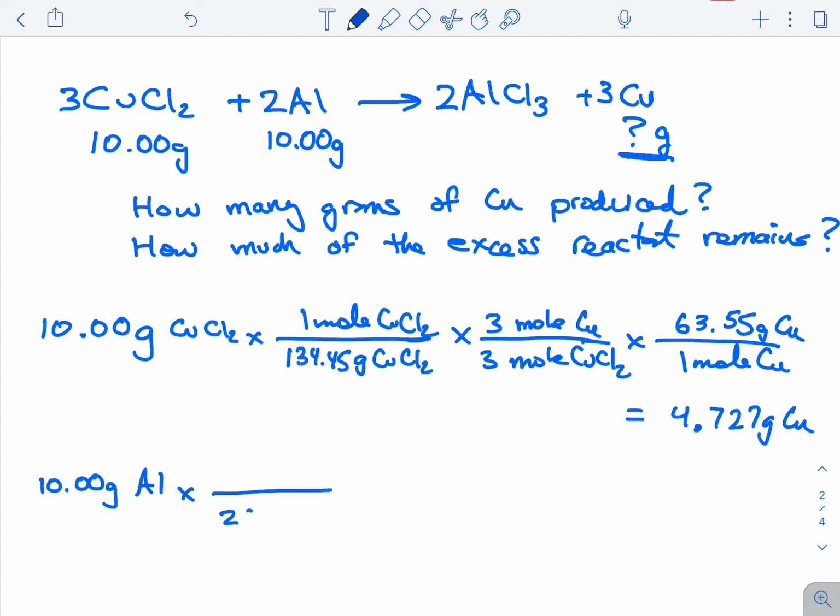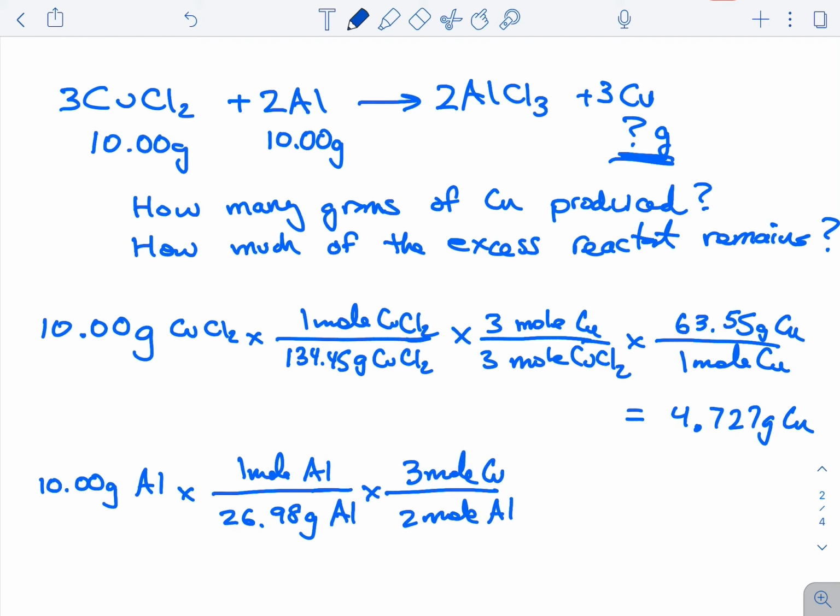But now we've got to start over with our 10 grams of aluminum. Which, by the way, 10 grams of aluminum turns out to be a lot. We're going to do this as a lab, as you'll see. So 10 grams of aluminum, or that 26.98 grams of aluminum per 1 mole of aluminum. Now we're trying to get to copper, so we're going to do 2 moles of aluminum for every 3 moles of copper. And 1 mole of copper is going to correspond to 63.55 grams of copper.